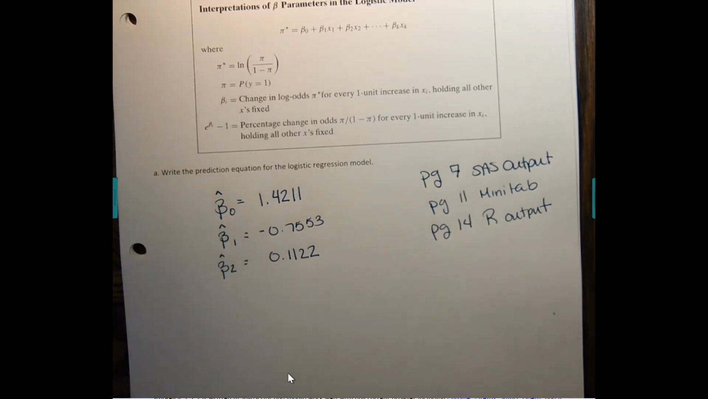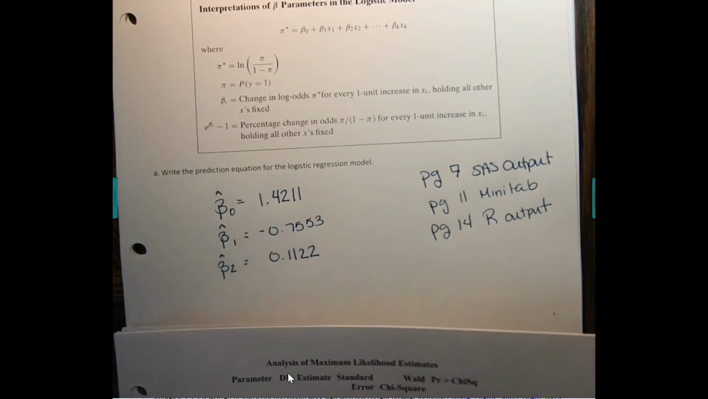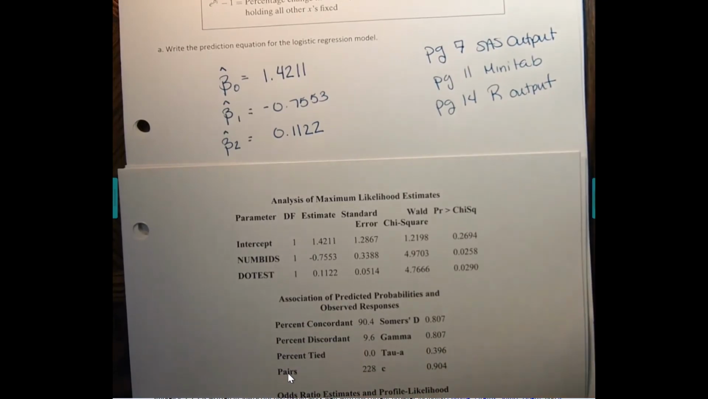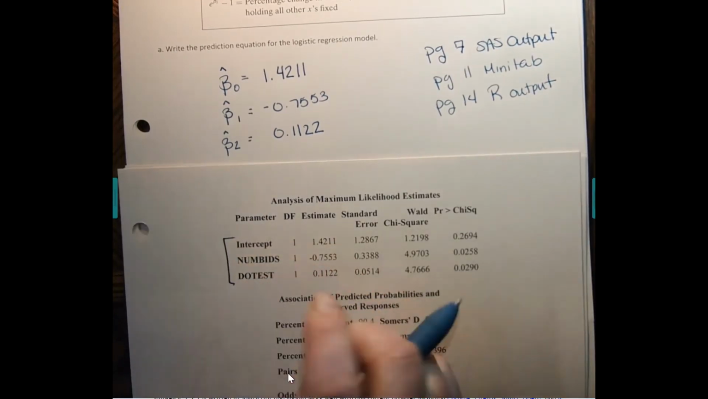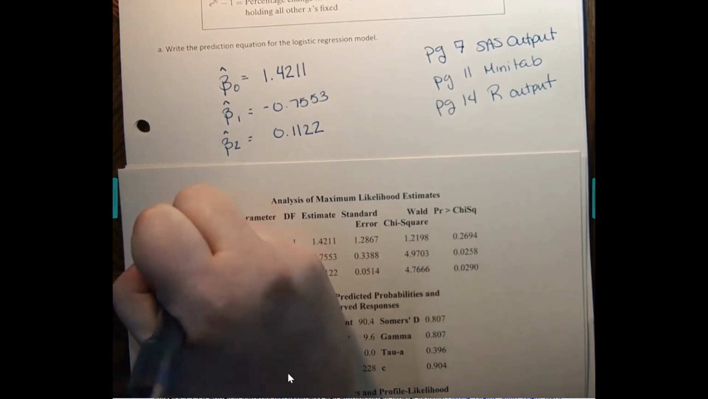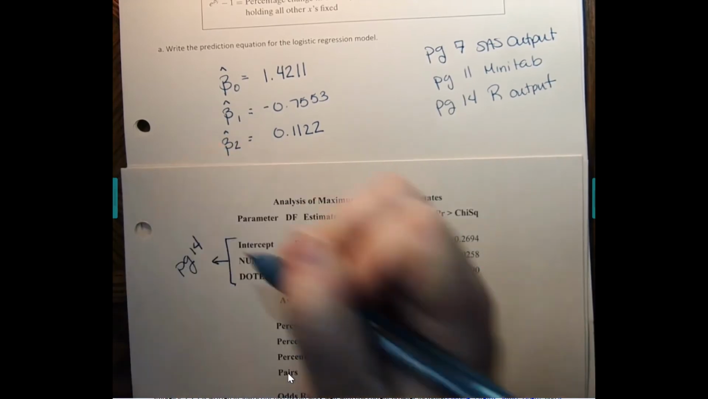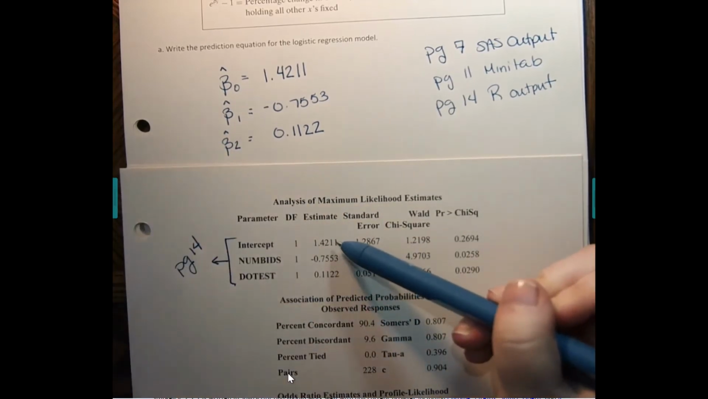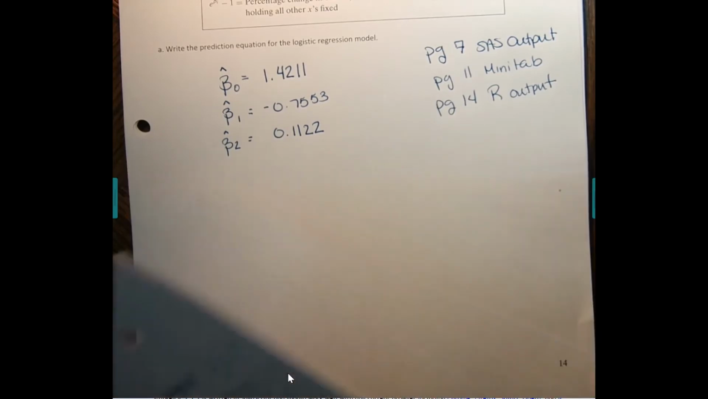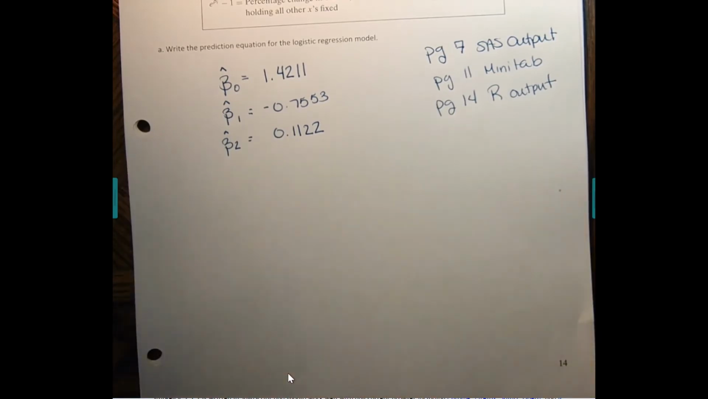So we'll start out with page 7. So this is page 7 that I'm showing you here with your SAS output. Notice that right here, this is where we're getting our different estimates. So this is what we need for page 14. And so here is your beta naught hat, your beta 1 hat, and your beta 2 hat. Next, we'll look at page 11 for the Minitab output.